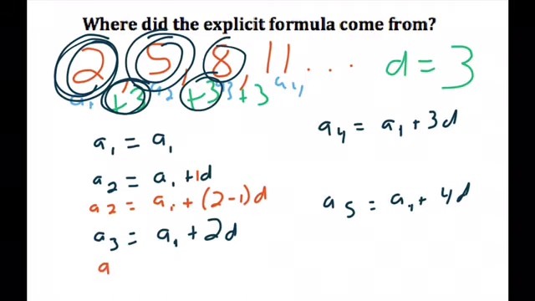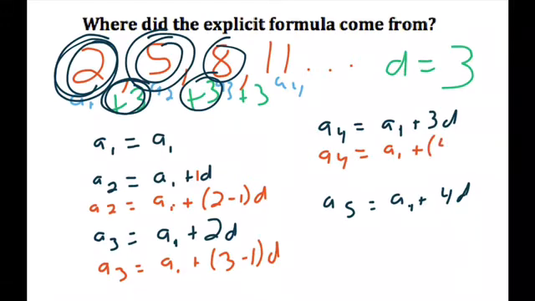A sub 3 is A sub 1 plus the 3 from the A sub 3, take away 1, gives me 2D. A sub 4 equals A sub 1 plus parenthesis, to get to 3, I take 4 minus 1 times D. And our last one, A sub 5 equals A sub 1 plus parenthesis 5 minus 1 times D. Now I'm going to give everyone a chance to write that down.